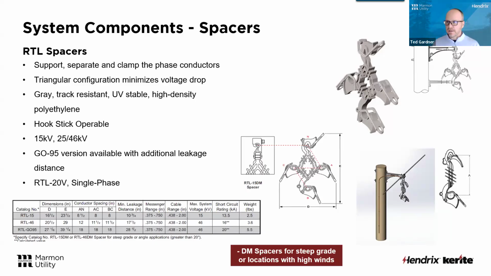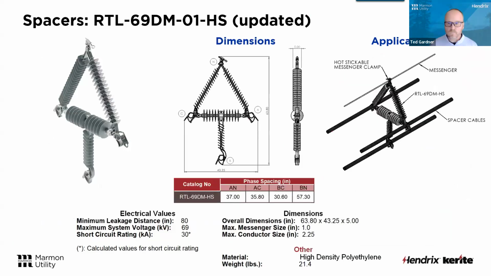The key is that in any phase, we want them equally spaced, and 30 feet is a good number. I think in our literature, it might say 25 to 35 feet, but more than anything, we want them equally spaced because they're really supporting the weight of all the conductor in a span. Our 69 kV spacer, if you're familiar with these, our part number has a little bit of an extension on it. These only come in a DM version.